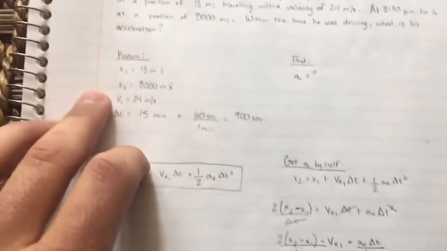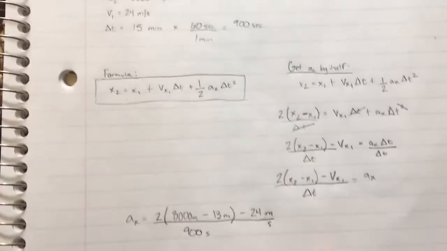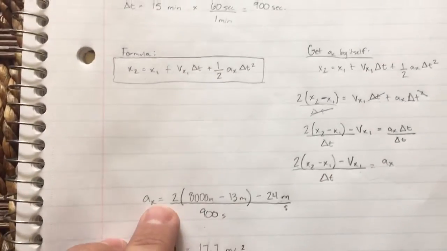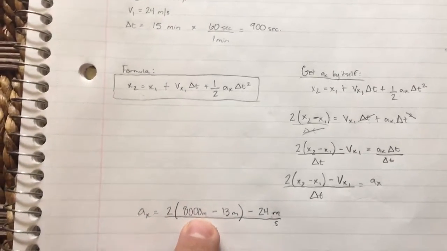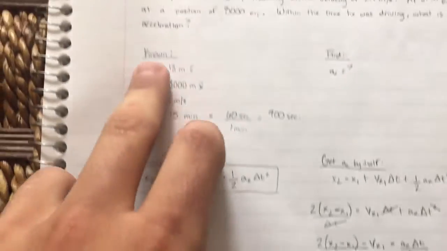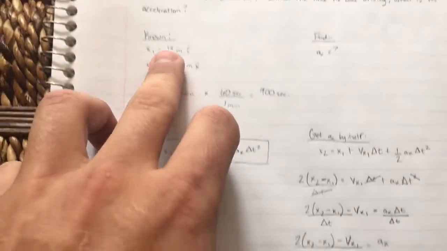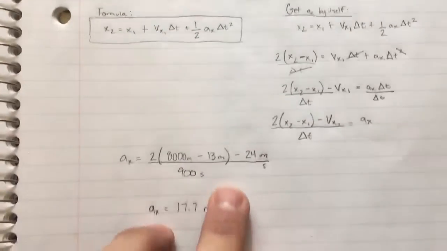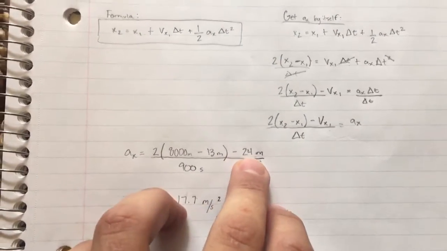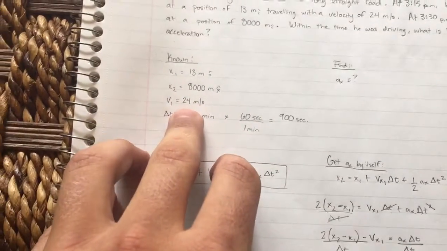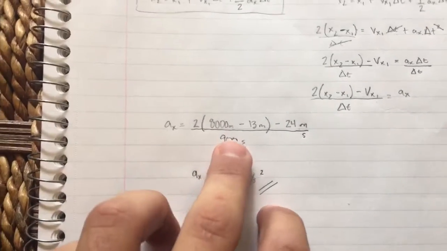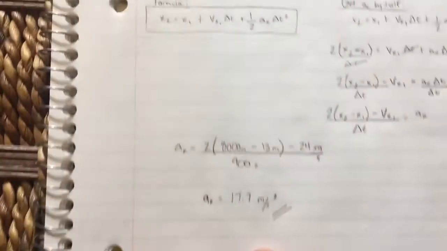So if you take all of your knowns up here and you plug them in for this equation, you should get your acceleration equals the 2 times your second position, which was your 8,000 meters, minus your 13 meters, which was your first position, minus your 24 meters per second, which is your velocity from up here. And all of that's going to be divided by 900 seconds, which was your change in your time.